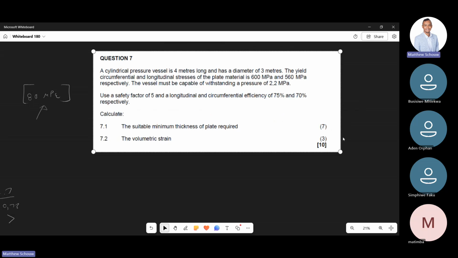It's a very popular question. Might not come in the test, but it's worthwhile doing. We're not going to do number 7.2 yet, but let's quickly determine the minimum thickness. So I want you guys to do this for me. I'll just tell you if you're right or wrong. That's fine?